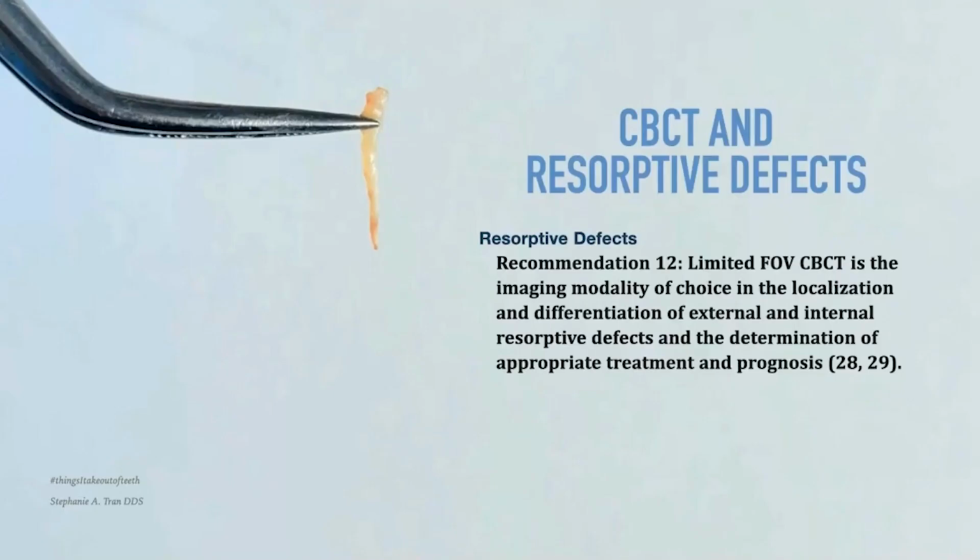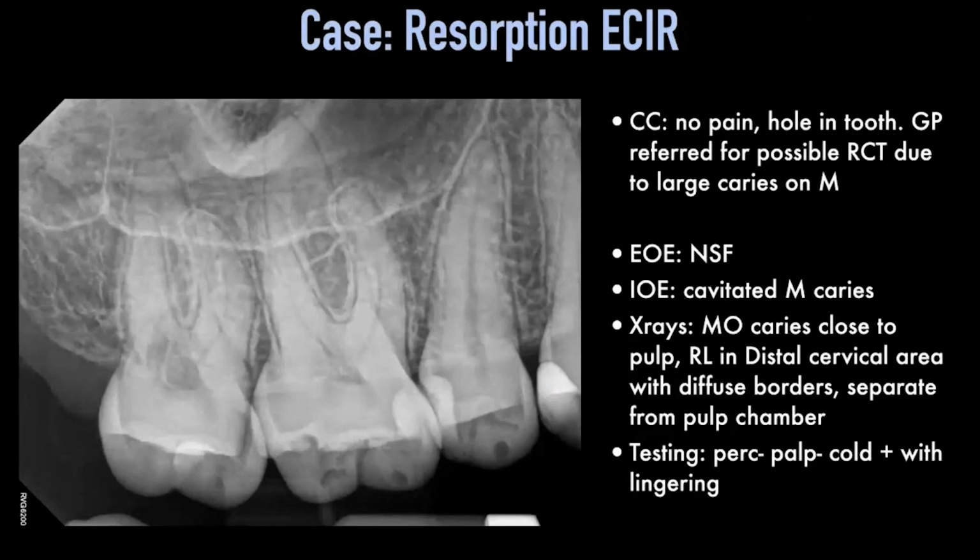Another reason to take a CBCT as the imaging modality of choice is for any kind of resorptive defects. This is extremely important because only a CBCT can allow us to adequately evaluate the extent of the resorptive defect. For both internal and external resorption, you need to evaluate how much resorption there is to decide whether or not it's treatable.